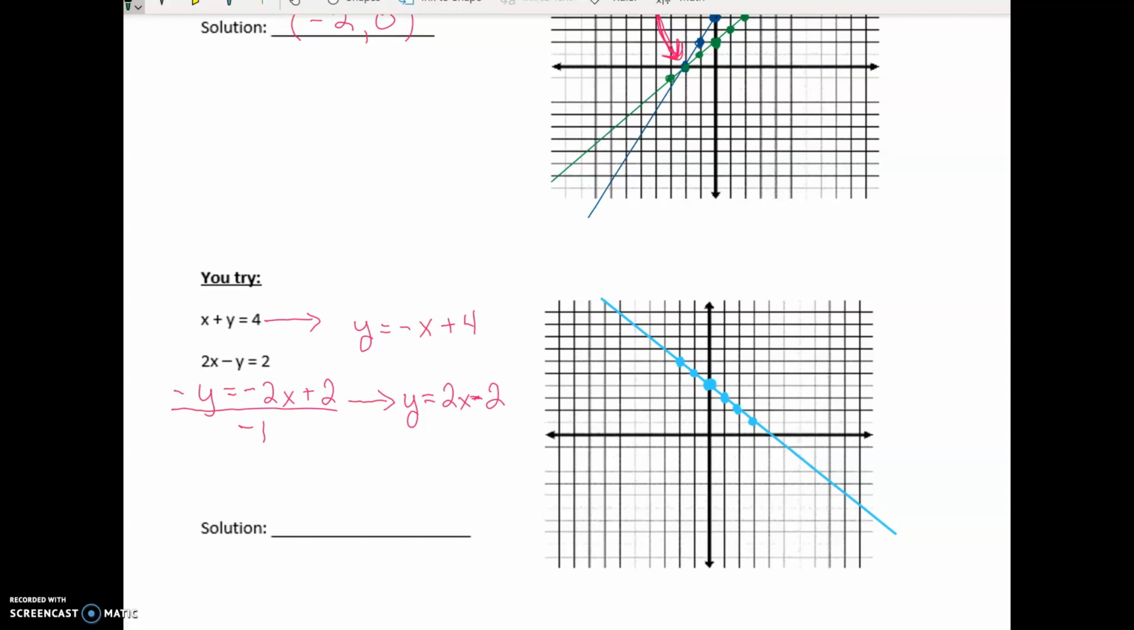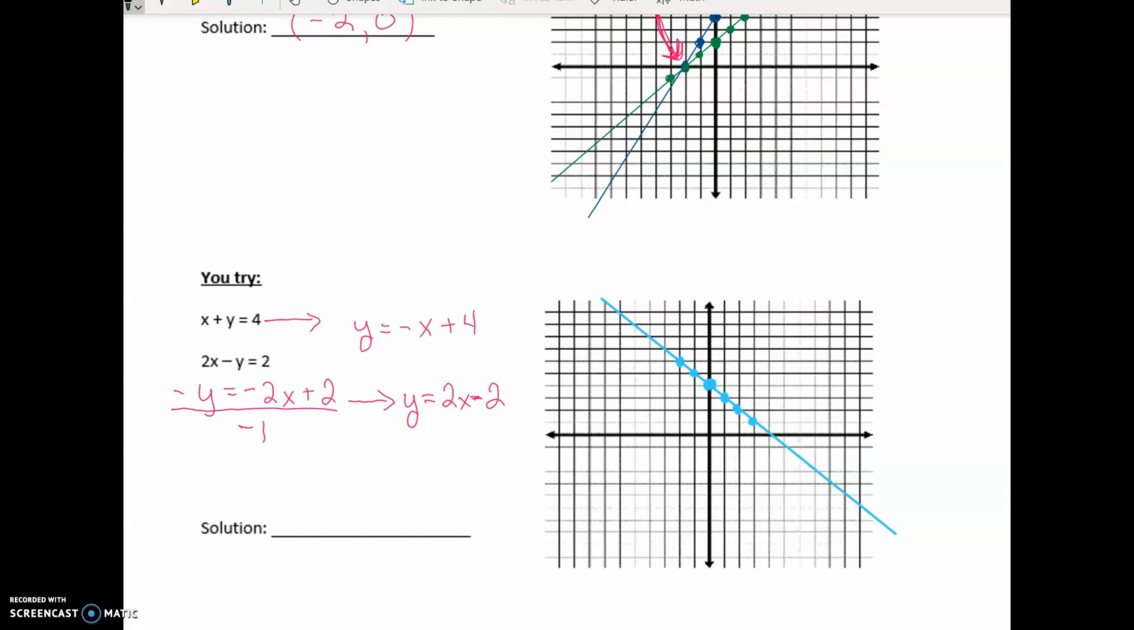Okay. So hopefully you had a chance to practice that a little bit. Let's go ahead and talk about this. First of all, in the first equation, I had to get y by itself. So I just subtracted the x to move it over to the other side. So that's why I have a -x plus 4 here.